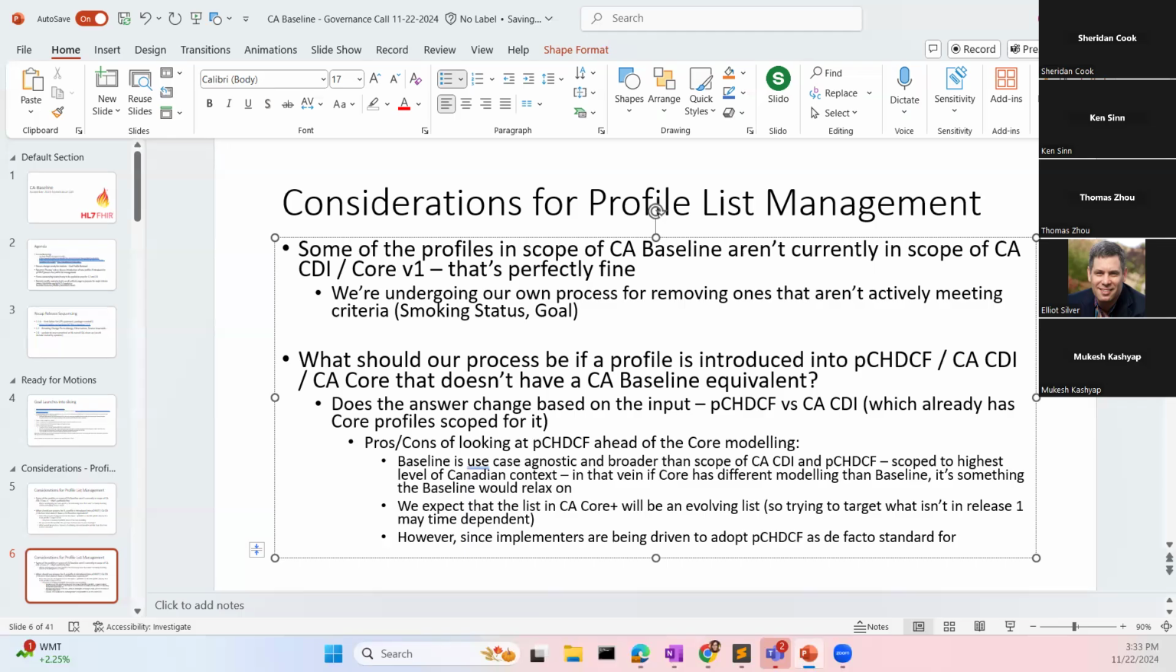Thank you. So Thomas, I think what I'm hearing is that regardless of what happens with core and this evolving list, there is a reality on the ground that people are saying this is going to become a de facto standard, and we need answers on how to prepare for it. Is that what you're saying?